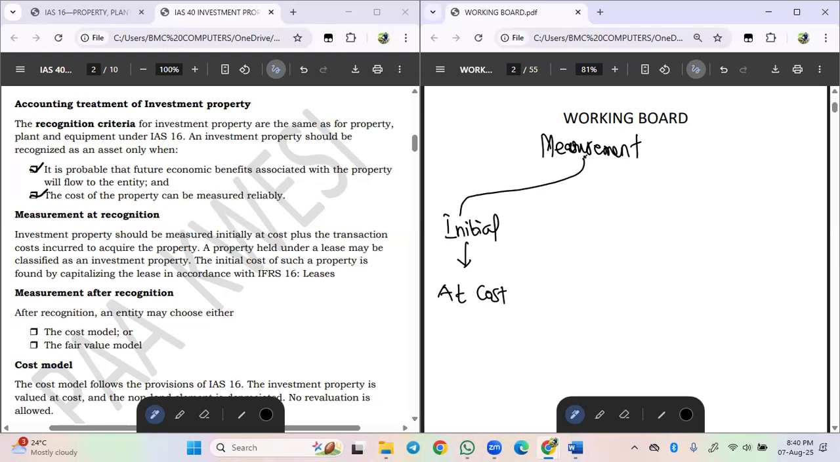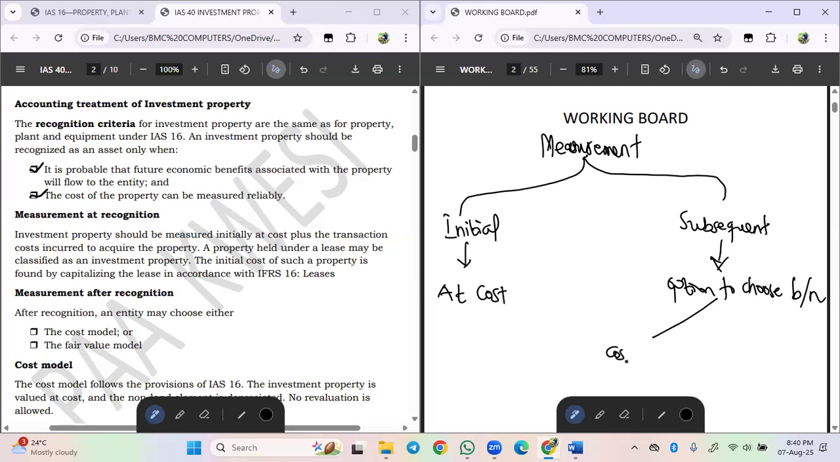Okay. Now, let's look at the subsequent measurement. Here, you have the option to choose between the cost model and also the fair valuation model. I hope you are seeing the difference between this one and PPE.